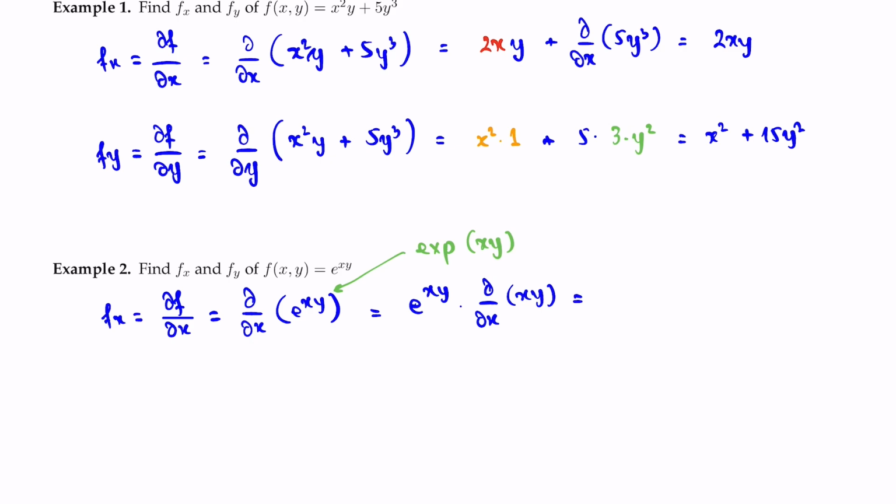In this case, the inside function is x times y. And the partial derivative of x times y, again, y is a constant in this context. Therefore, the partial derivative of x times y is just y. So you get e to the xy times y.